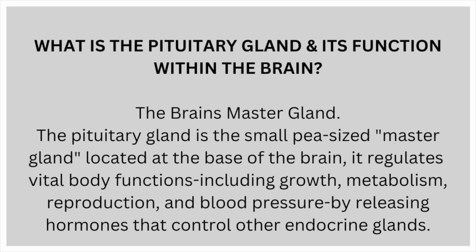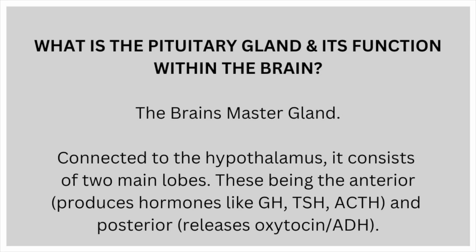What is the pituitary gland and its function within the brain? The brain's master gland. The pituitary gland is a small pea-sized master gland located at the base of the brain. It regulates vital body functions including growth, metabolism, reproduction and blood pressure by releasing hormones that control other endocrine glands. Connected to the hypothalamus, it consists of two main lobes, these being the anterior and the posterior lobes. These release the hormones that you see listed here.